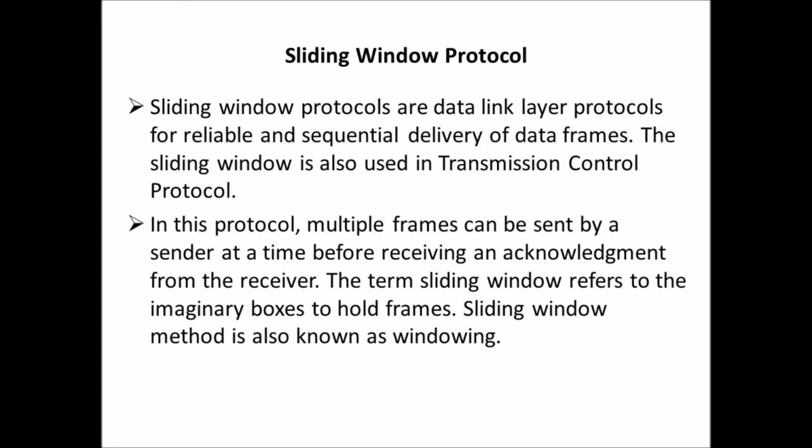Second one, sliding window protocol. Sliding window protocols are data link layer protocols for reliable and sequential delivery of data frames. The sliding window is also used in transmission control protocol. In this protocol, multiple frames can be sent by a sender at a time before receiving an acknowledgement from the receiver. The term sliding window refers to the imaginary boxes to hold frames. Sliding window method is also known as windowing.